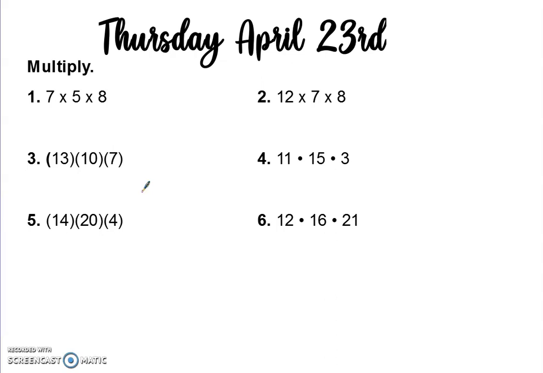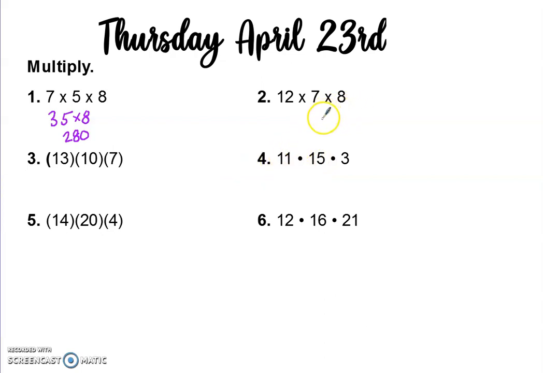Alright, so I'm just going to use my calculator here and some basic math facts to get us through these multiplications. So 7 times 5 is 35, and 35 times 8 is 280. Now I really don't like the x as a symbol for multiplication because we use x a lot as a variable, and that can get quite confusing. So if you can avoid it, avoid it.